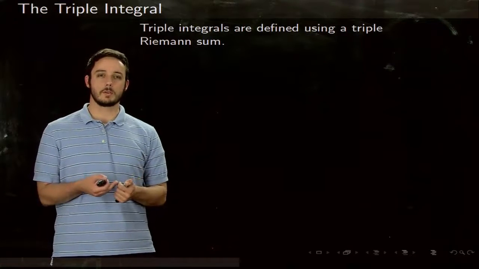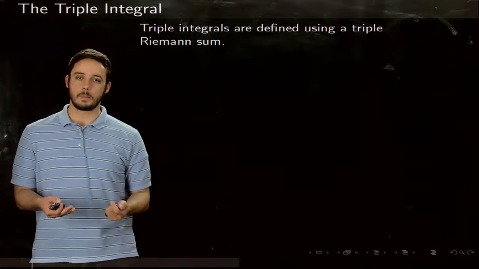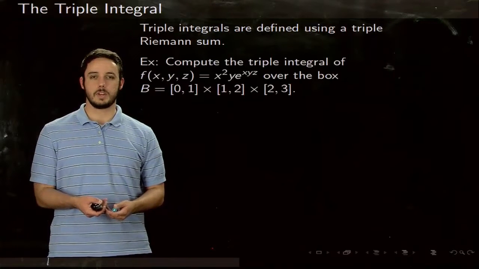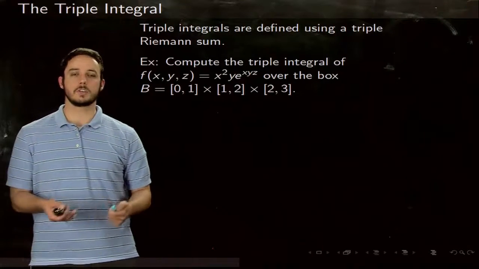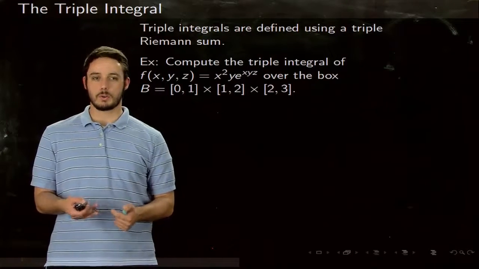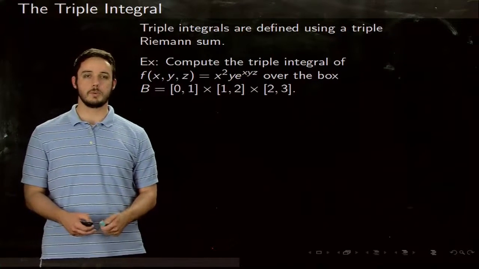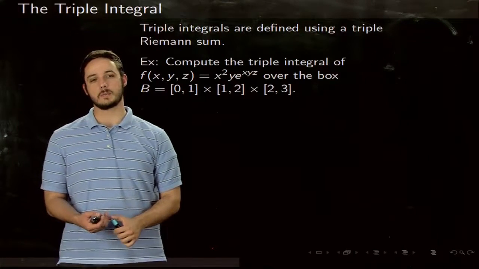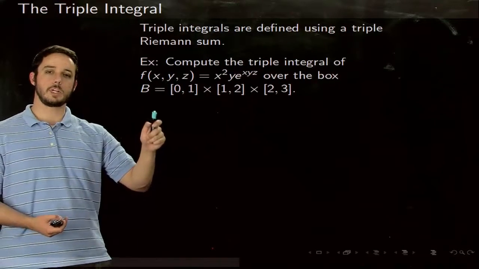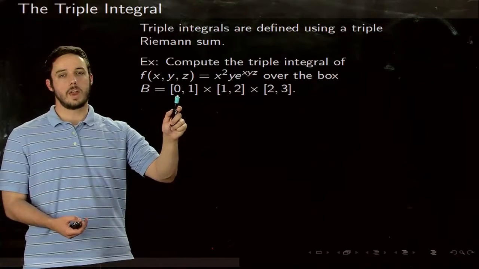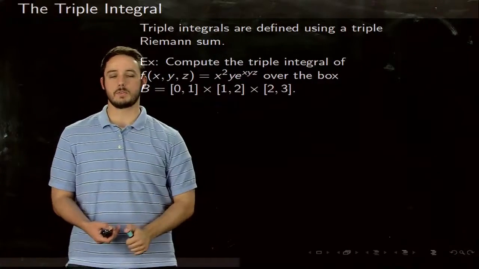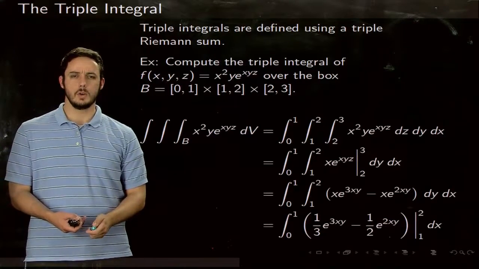So triple integrals are defined using a triple Riemann sum, which we won't go through here because it'll be very long and complicated. But let's look at an example of how to compute a triple integral. Suppose we want to compute the triple integral of this function, x squared y e to the xyz, over this 3-dimensional box where x goes from 0 to 1, y goes from 1 to 2, and z goes from 2 to 3. How would we do this?